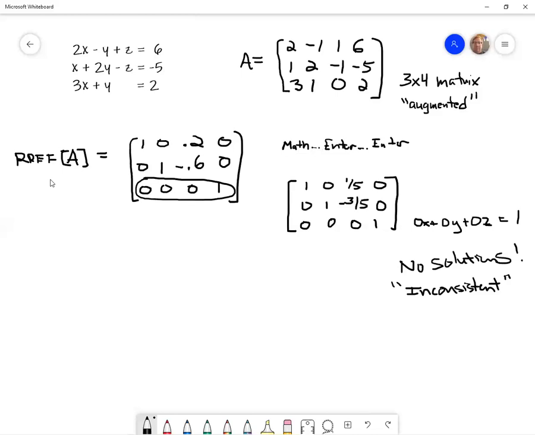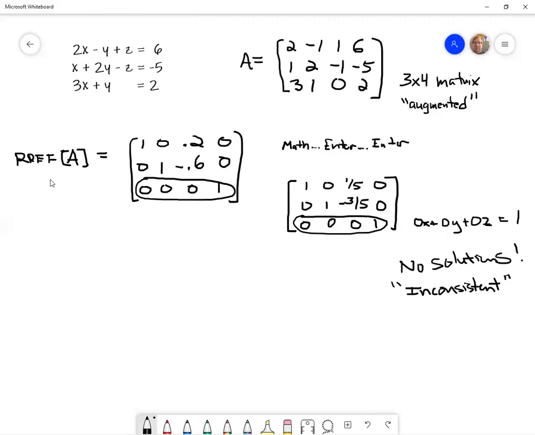So if I have an equation like that at the bottom, and they're all going to look like that when I have no solutions, at the bottom I'm going to have a 0, 0, 0, as many unknowns as I have, and then 1 at the end. When you see that, you can stop. You have no solutions. The fancy word for that is inconsistent.